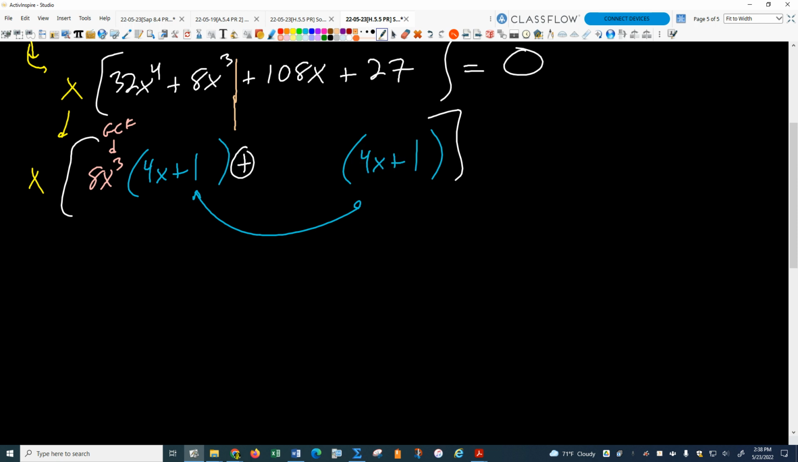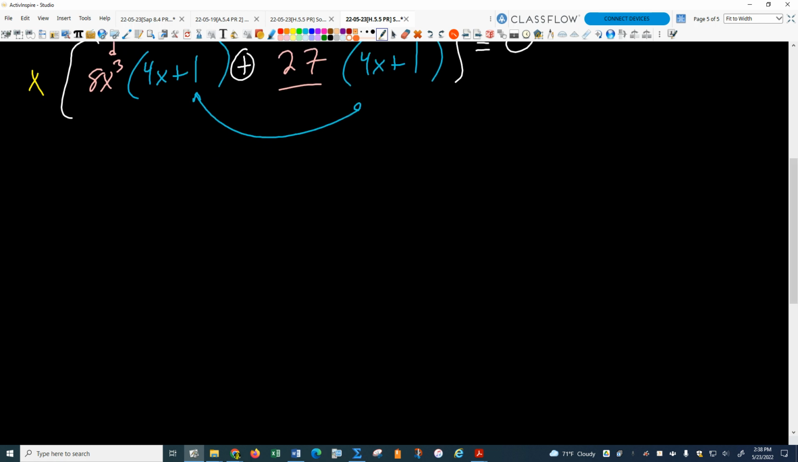Okay, for this to work, what would I have to undistribute? 27, yeah. I'd undistribute a 27 from group 2, right? Okay, so now we're almost done grouping. We're not quite done grouping.